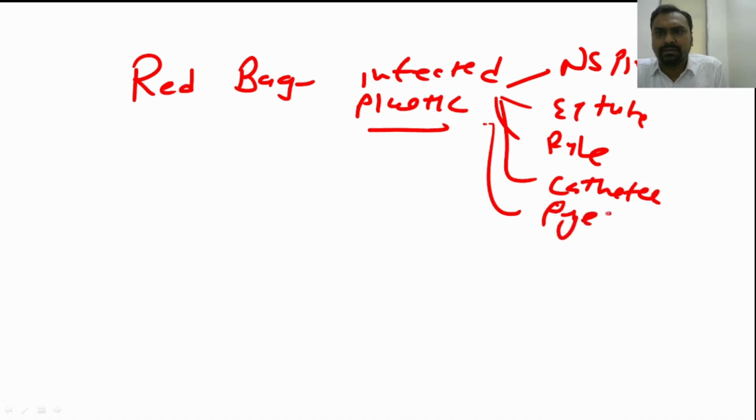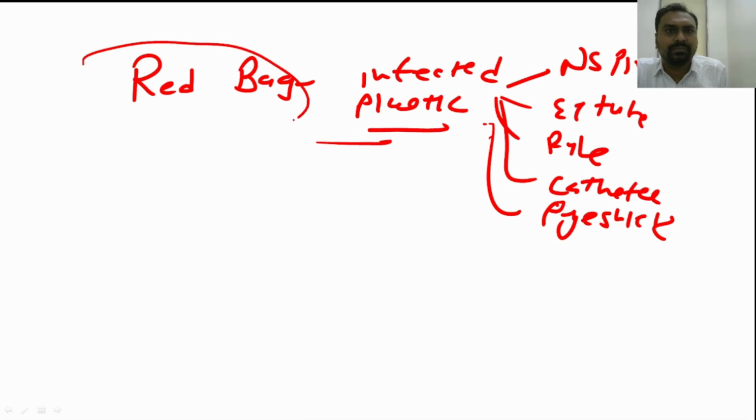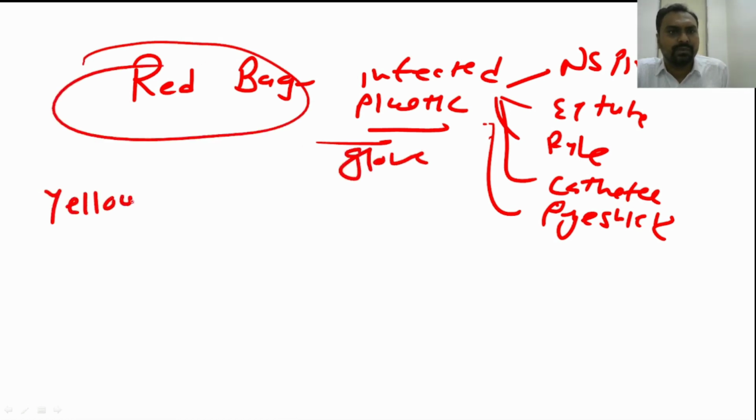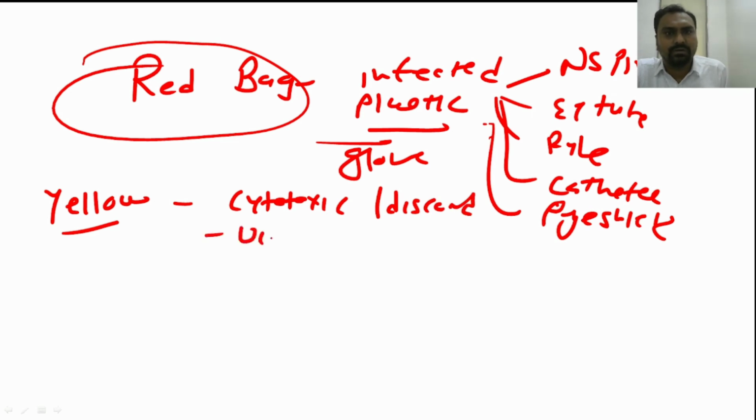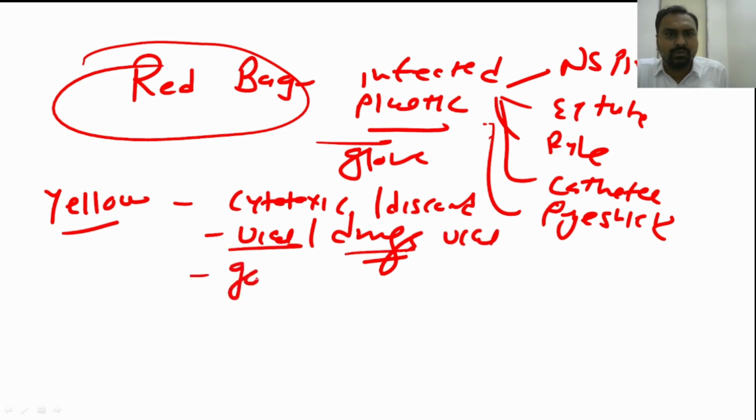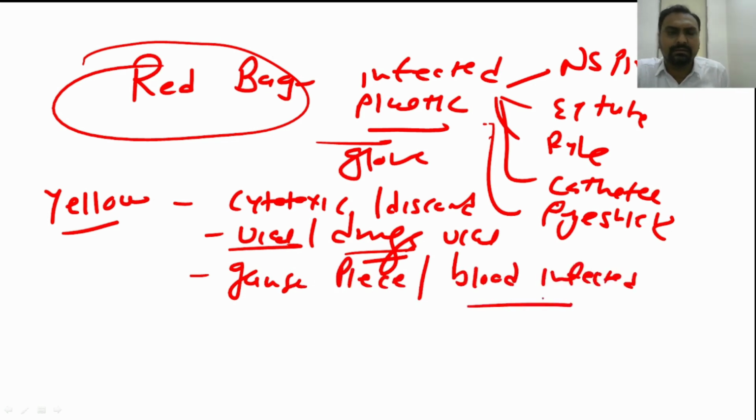shields, everything will be kept in the red bag, plus gloves. While yellow is for the cytotoxic drug or discarded medicine, or your drug vials, vaccine vial, that will be kept in the yellow, or gauze piece, all the blood infected materials, blood infected linens or apron, they have to be kept in the yellow.